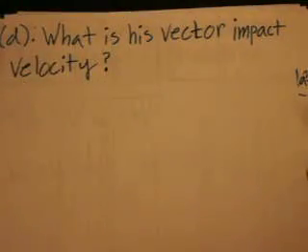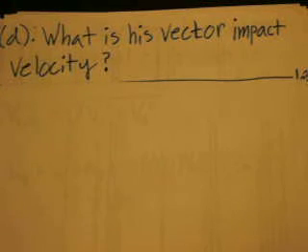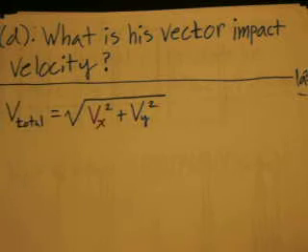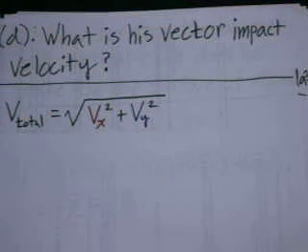Finally, part D of this problem asks, what is the vector impact velocity? To solve for the vector impact velocity, we will have to solve for both the magnitude of the velocity when the sports guy hits the surface of the planet and the direction of the velocity vector when he hits the surface. So first, I will solve for the magnitude. We can solve for the magnitude of the velocity by taking the velocity in the x direction squared plus the velocity in the y direction squared, and all of that square rooted.